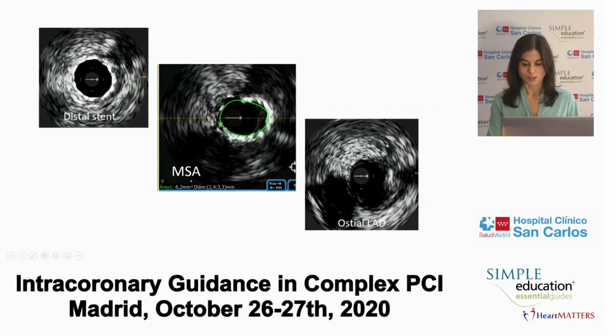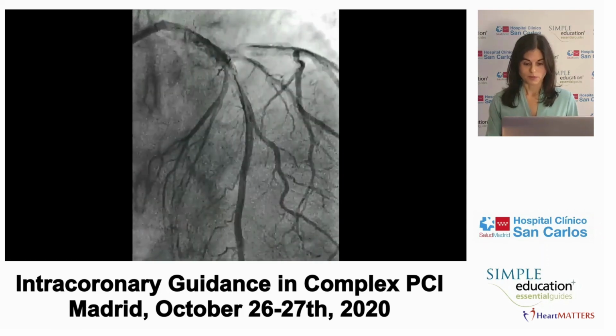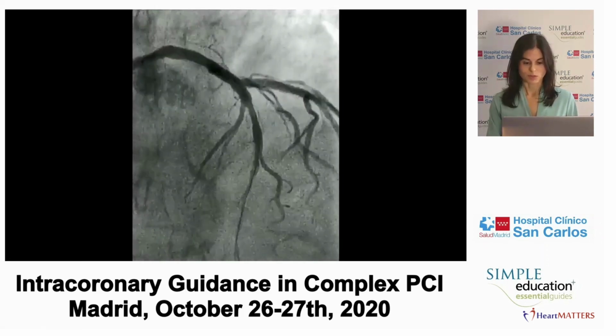And this is the ostial LAD. This is where we had this calcified nodule, and this is just a bifurcation. So we have put the stent just distal to the bifurcation as we were planning. So this is the final angiographic result. You can see good result of the stent.